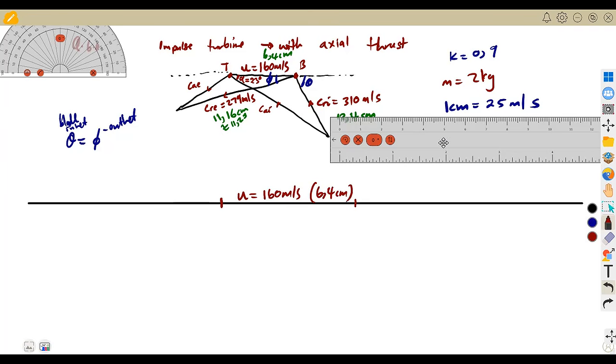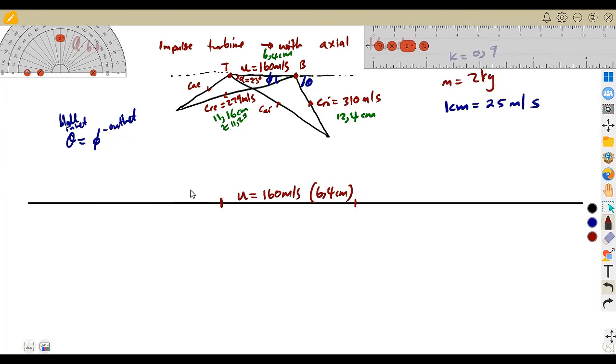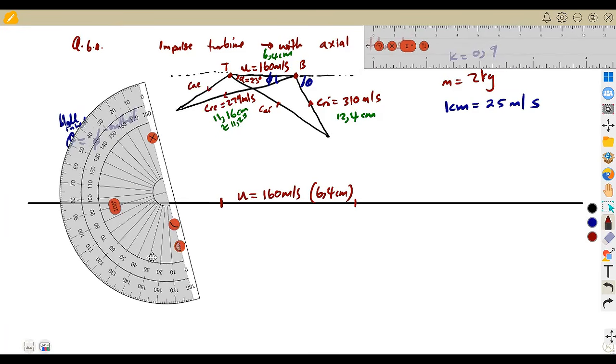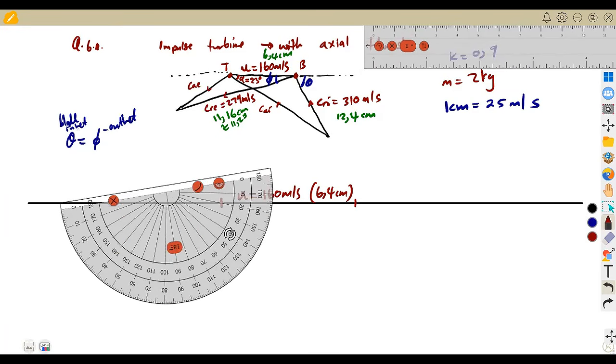6,4 centimeters. All right, what else can we construct so far? What we know is that there's an angle of 23 degrees that we are given, which is the nozzle angle of 23. So you're going to construct that. So let us measure 23. We're going to do it this way. We need to measure 23.